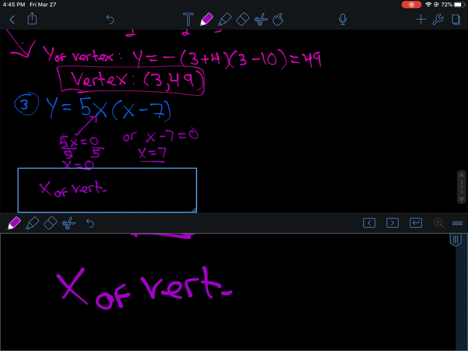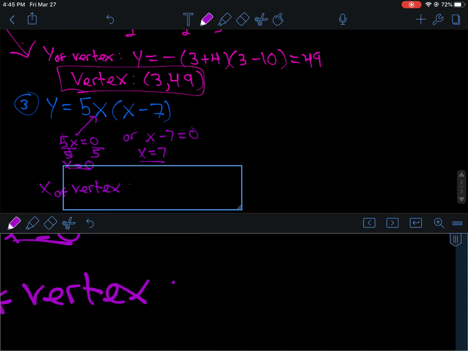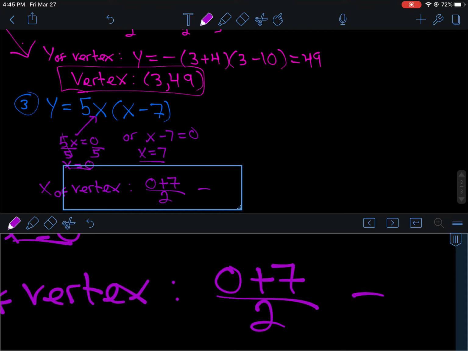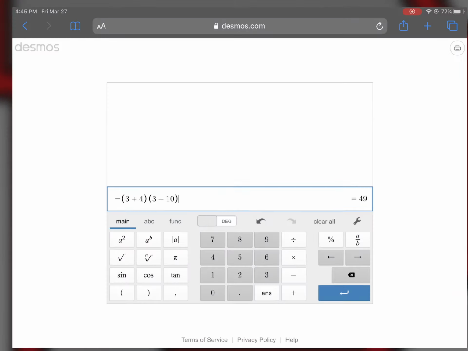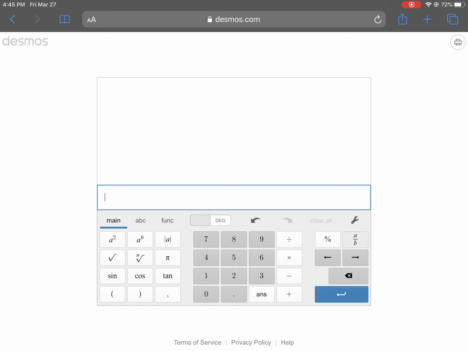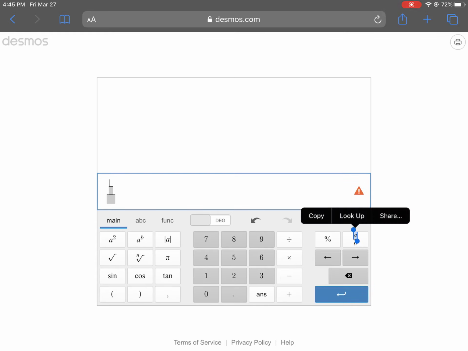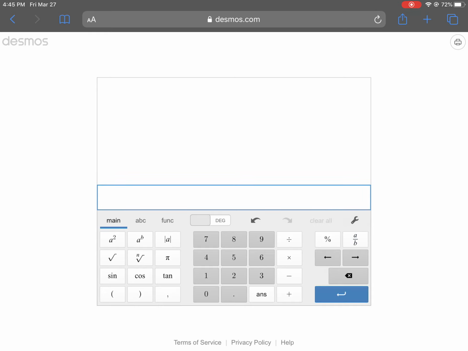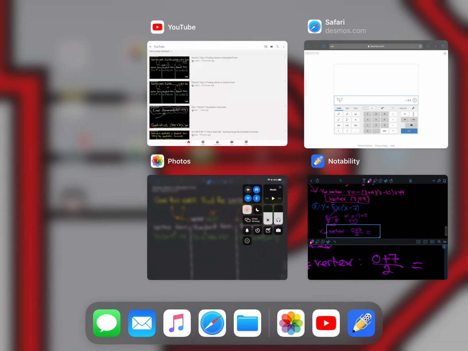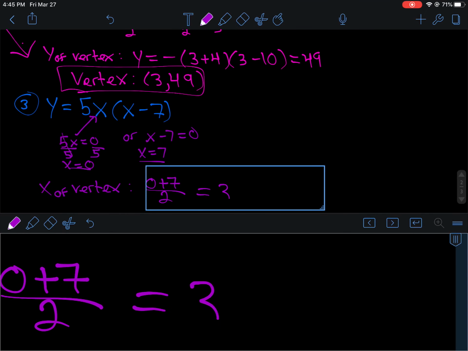So when we do this one, again, you do the x of the vertex. You add your x-intercepts up, so it'd be 0 plus 7 divided by 2. Again, if you need to put that in your calculator, you can. I'll do this one because this one's going to be a decimal. So you hit A over B, this button right here to get your fraction. I hit it too many times. So it'd be 0 plus 7 divided by 2. And when it's decimals, keep it decimals. You don't need fractions. So I'm just going to say 3.5. Again, I want the whole decimal.